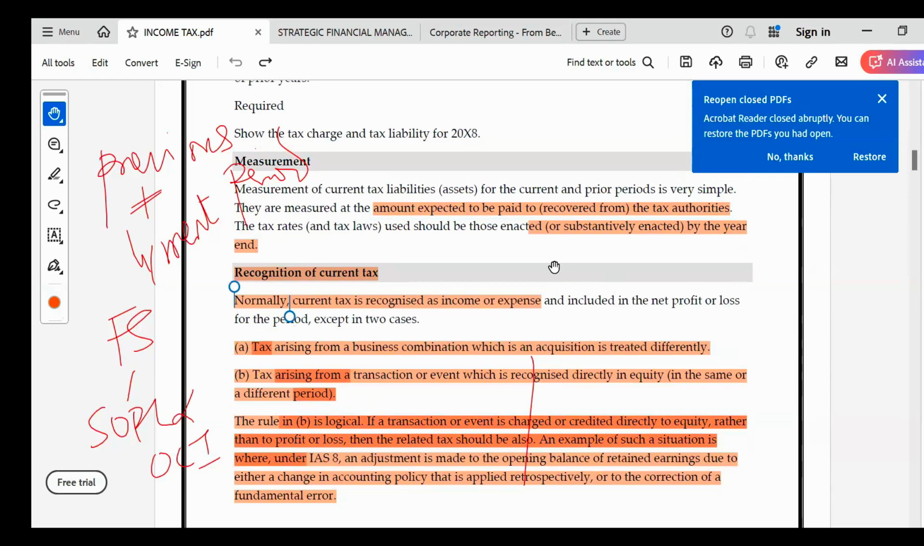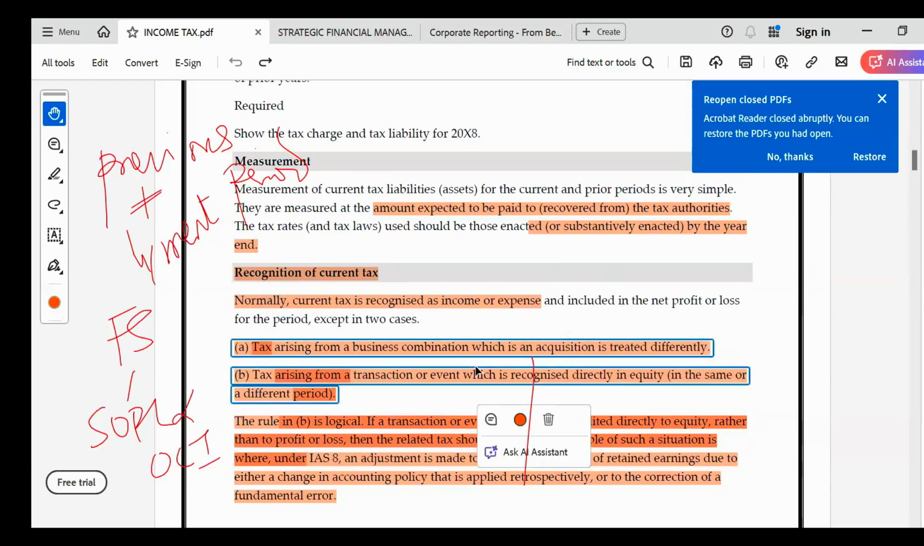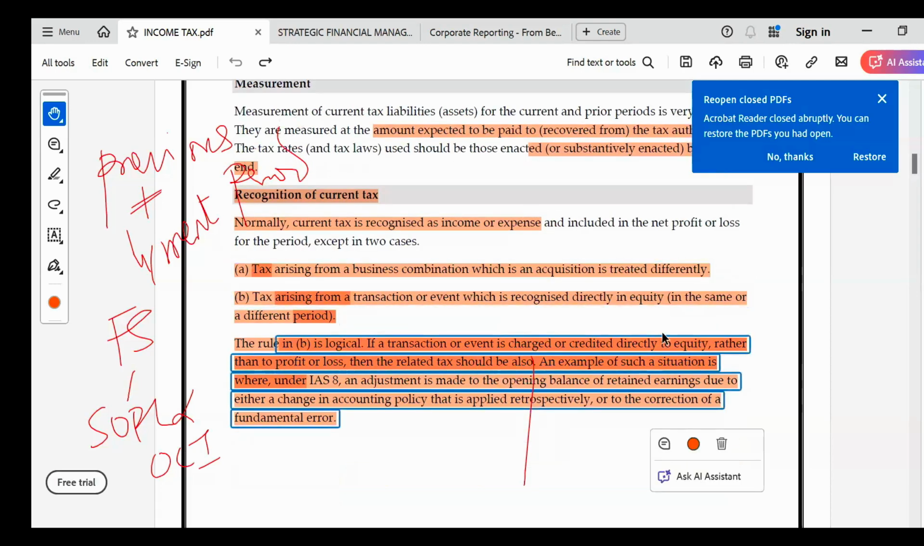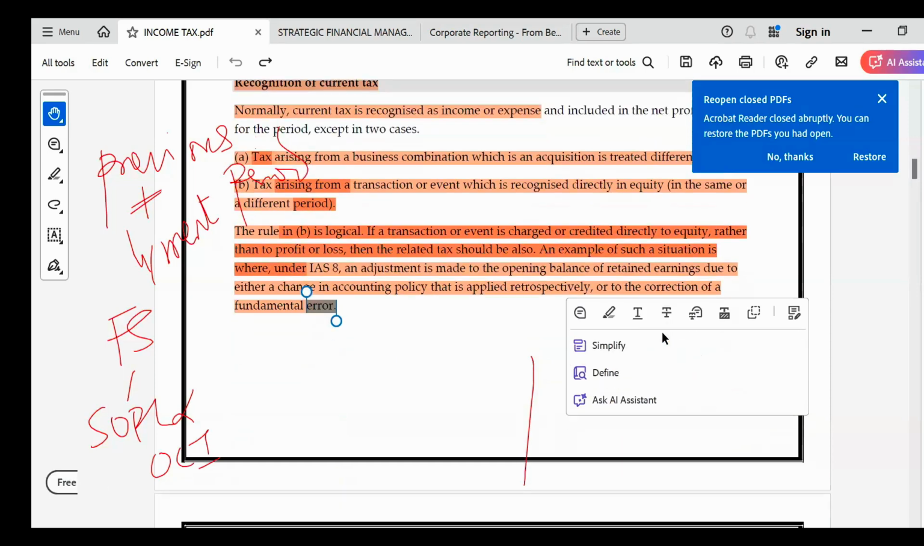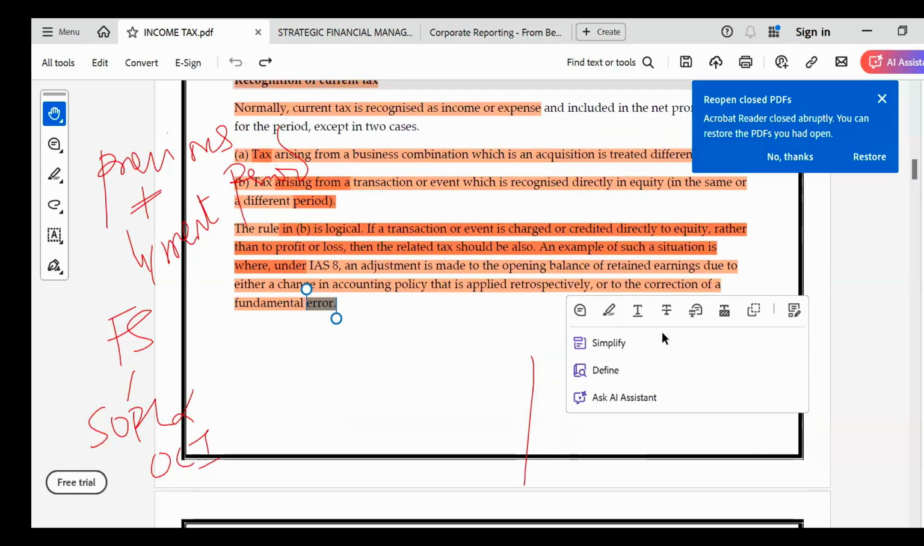And what are those exceptions? When taxes arise from a business combination, which is an acquisition, it will be treated differently, slightly different from the way IAS 12 puts it. When you are doing your consolidated account, all you do is just add up the tax of the parent and that of the subsidiary without having to do a working for what is really the tax due for the group.